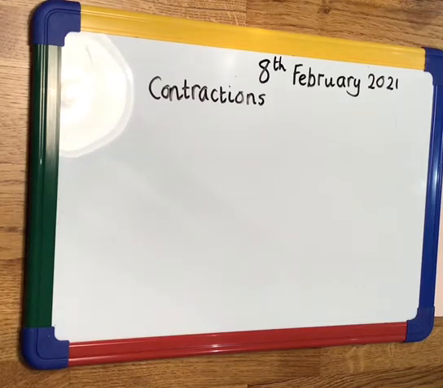So the focus of our learning today is all about contractions, and contract, the word contract means make smaller. And a contraction is formed when we join two words together to make another shorter word. Now, they're really important because we use contractions all of the time when we're talking. Let me give you an example of a contraction. Don't. That's a contraction. Don't do this, don't do that.